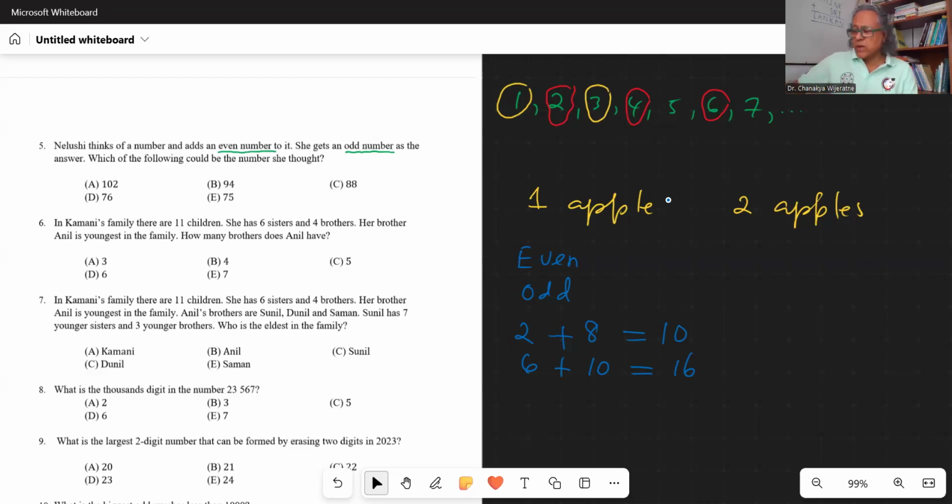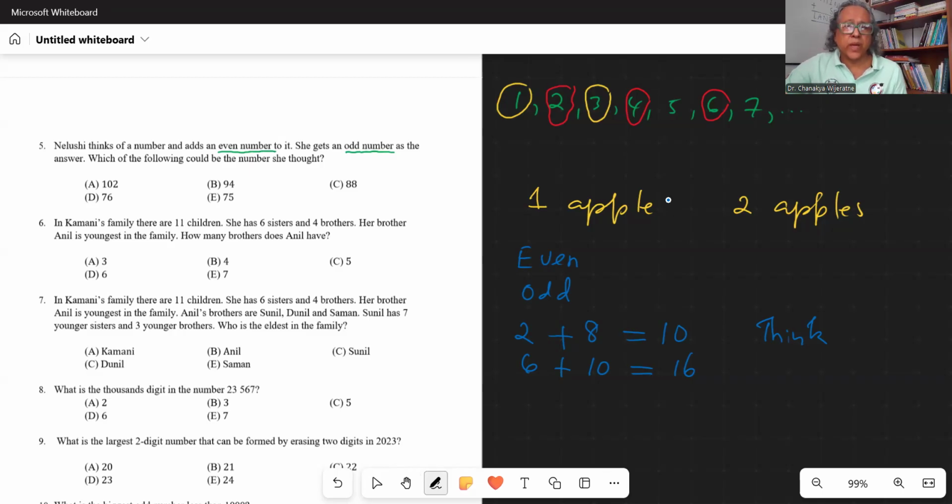Now, how do we know that? It is always true that when you add an even number to an even number, you get an even number. Now, think about it. If somebody from Mars, a Martian, asks us, well, how do you know that it is always true? Well, I'll leave it to you to think. And numbers which are not even are odd numbers.